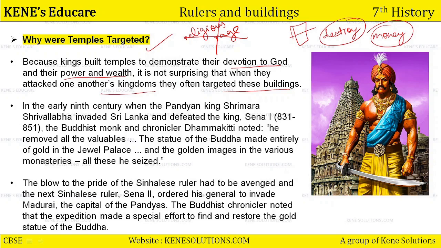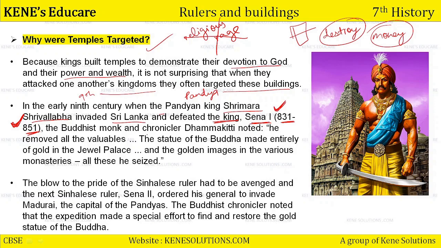In the early 9th century, I will tell you a story. In the early 9th century, the Pandyan king, there was the Pandya dynasty in the south, right? Pandyan king Sri Mara Sri Vallabha invaded Sri Lanka, and he defeated the king of Sri Lanka. His name was Senavan. In the years 1831 to 1851, this was his reigning period. So Sri Vallabha, the Pandyan king, defeated Senavan, the king of Sri Lanka.